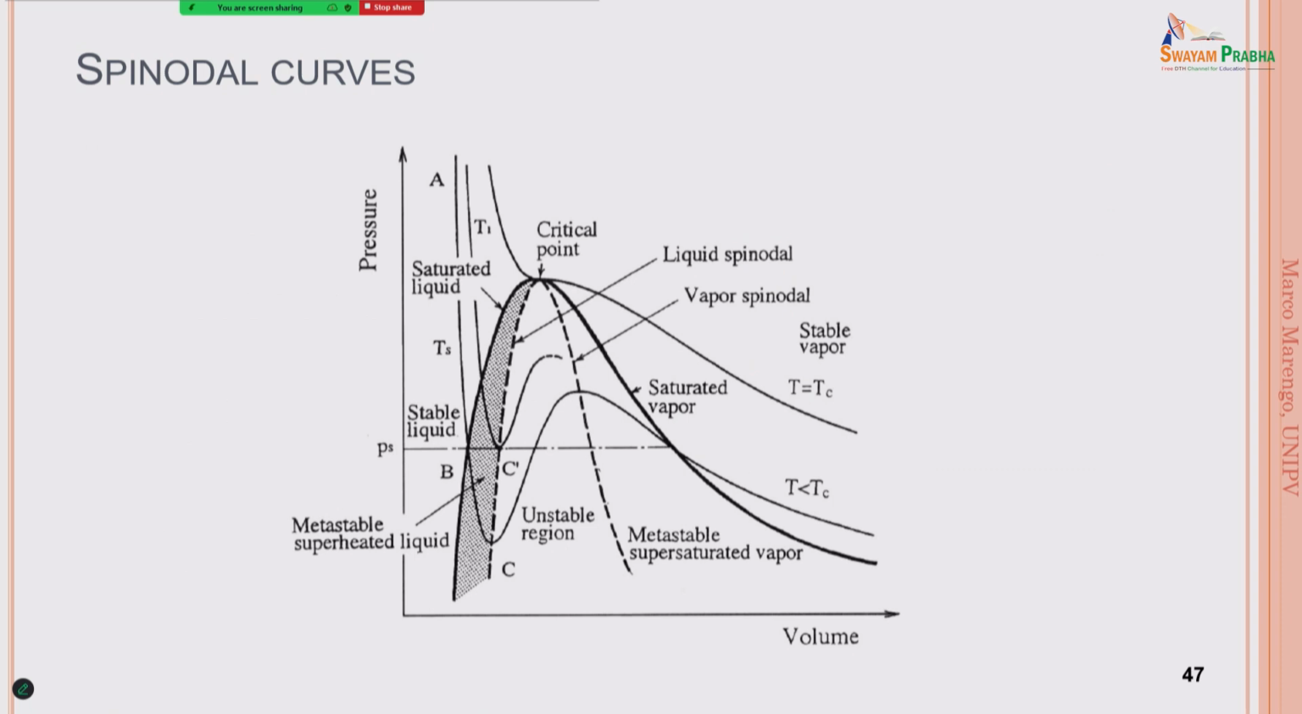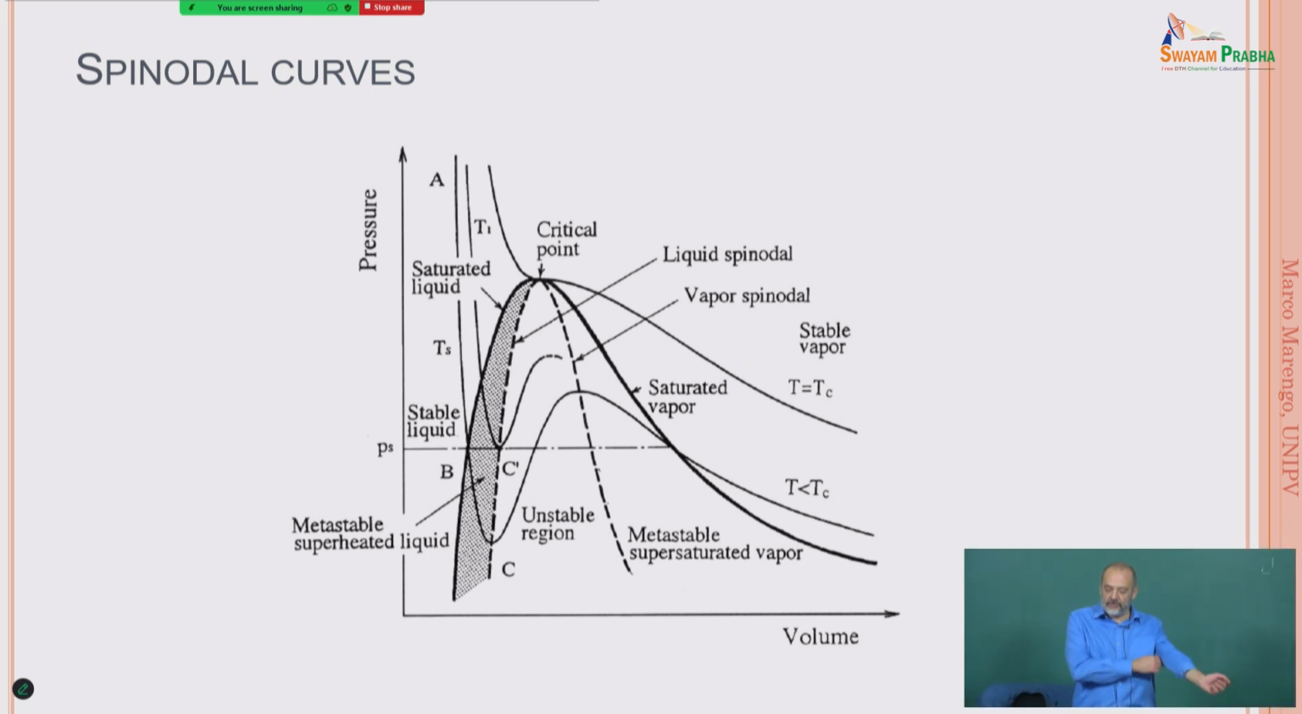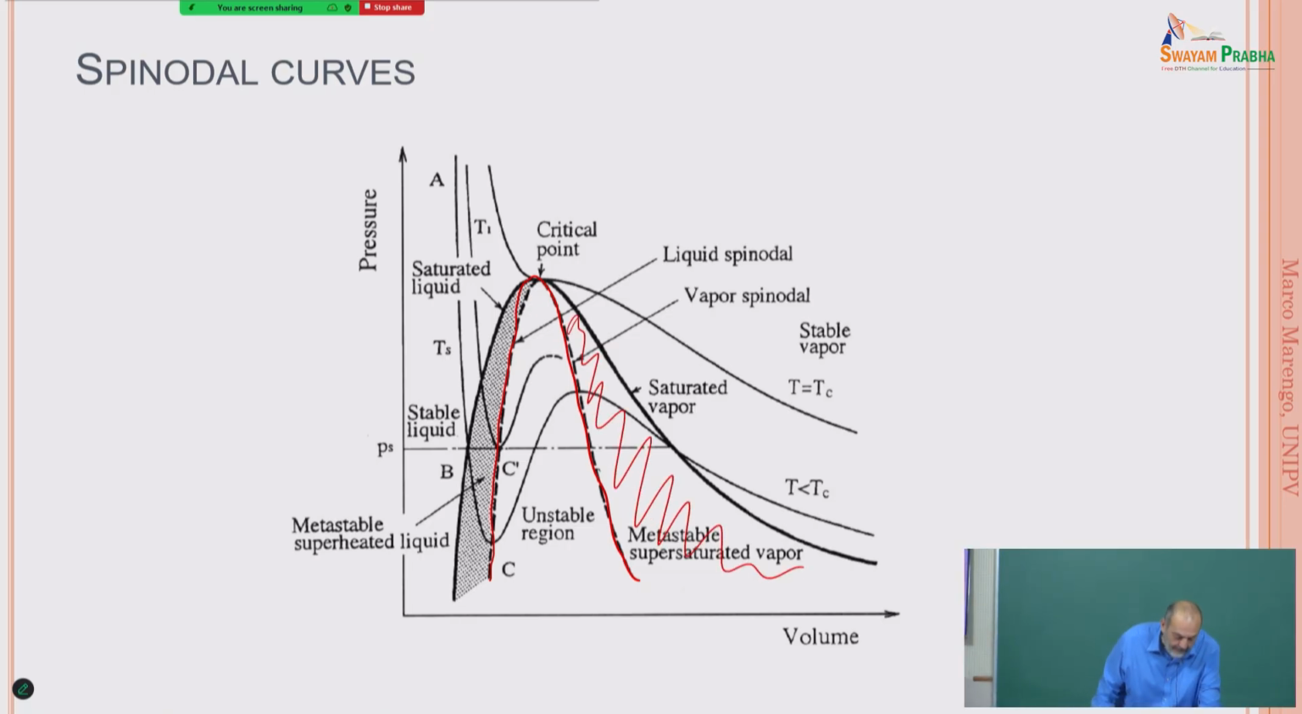So these points are the so-called spinodal curve. So the spinodal curves are these curves here, that are defining where we may still have a metastable condition and not. So we can have a metastable condition in this gray zone. We can have a metastable condition in this zone, but not inside the region between the two spinodal curves.